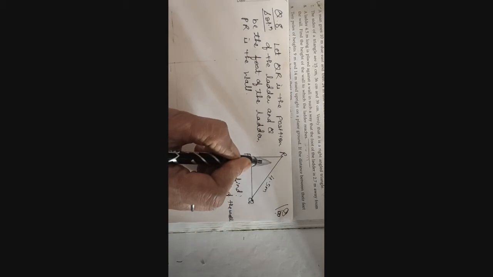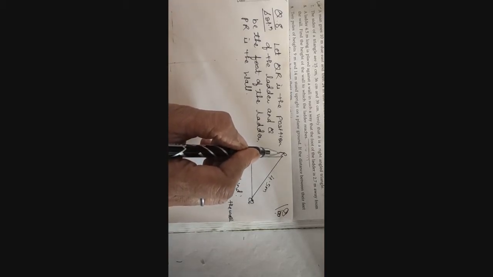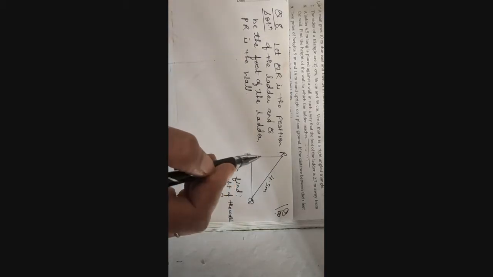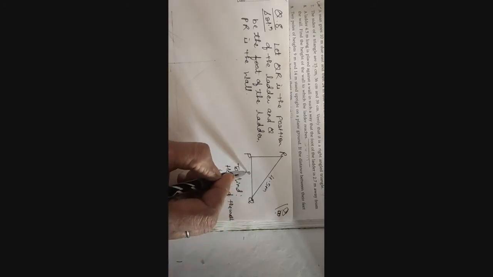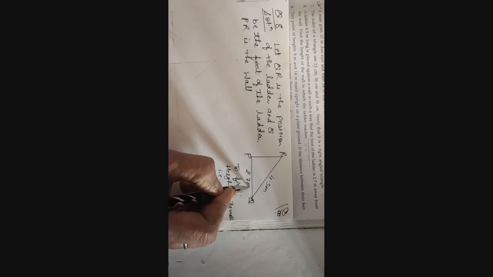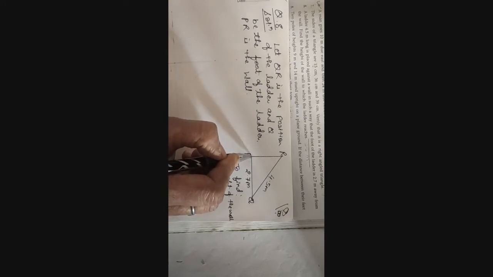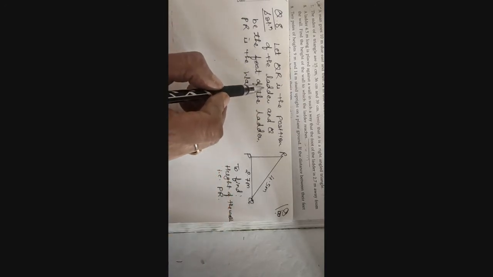4.5 meter long is the ladder which is placed against a wall in such a way that the foot of the ladder. Now you see children, this Q is the foot of the ladder. So this Q is the foot of the ladder, which is 2.7 meter away from the wall. Okay, and this is the wall. So according to this figure, let QR be the position of the ladder, Q be the foot of the ladder, and PR be the wall.